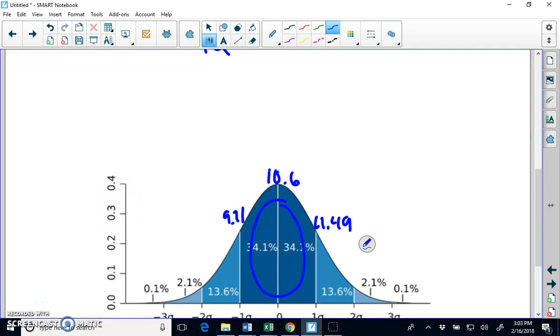I have never seen the AP exam talk about that in that way. And if you added another standard deviation, you get even more percentage of the data. So now it's whatever 13.6 plus 34.1 plus 34.1 plus 13.6 is.